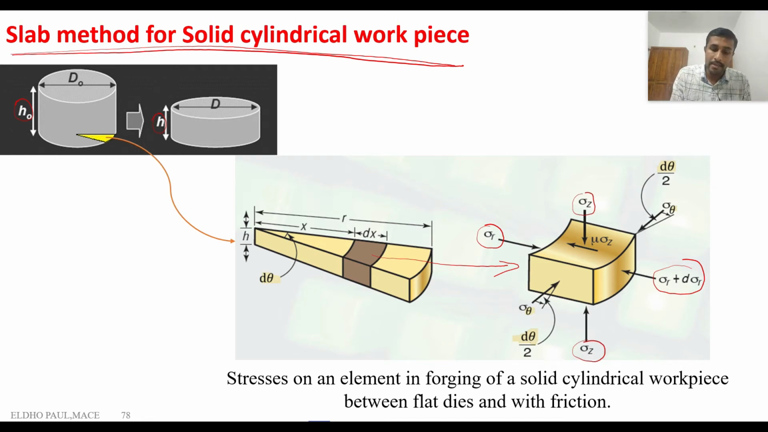The third one is the friction between the workpiece and die. We know the friction stress is equal to mu into the normal stress, that is sigma z. So mu sigma z is the friction stress acting at the interface between the workpiece and the die. Similarly, at the bottom also we have a friction stress of mu sigma z. So these are the different types of stresses acting on the element.